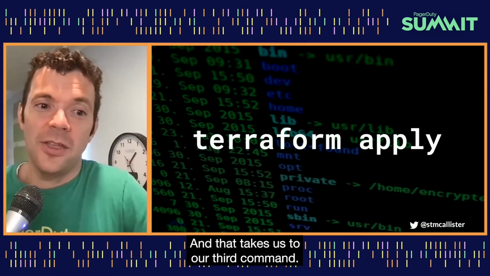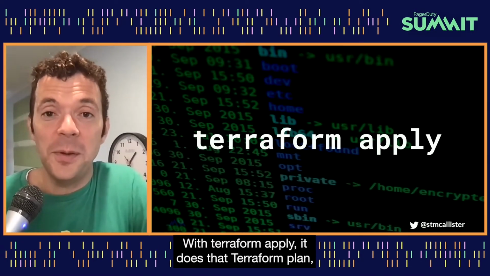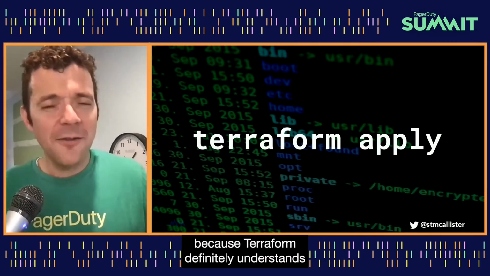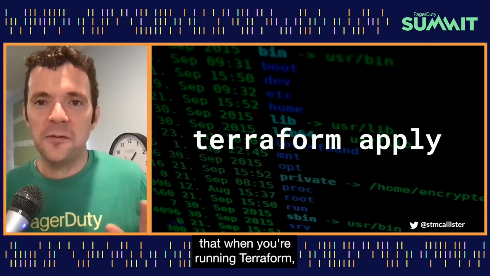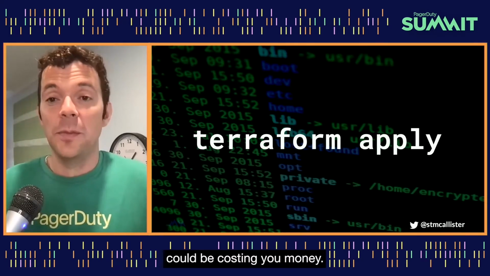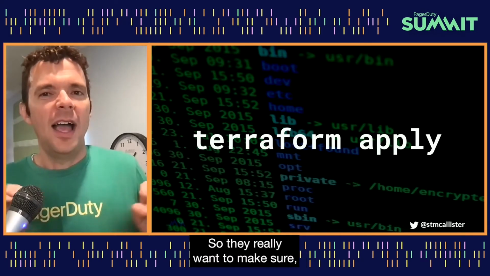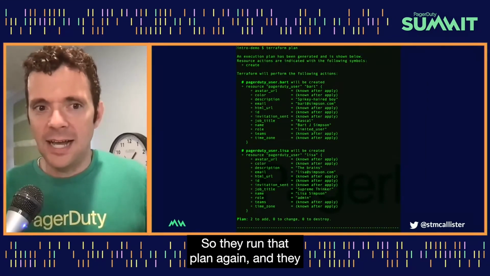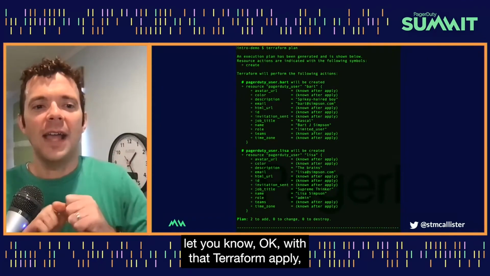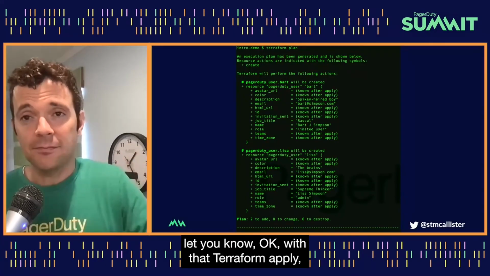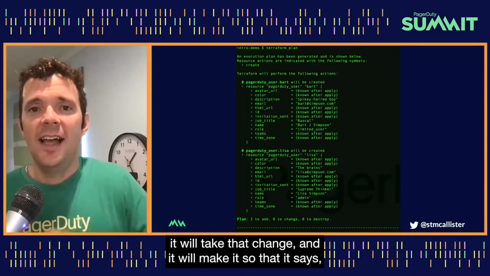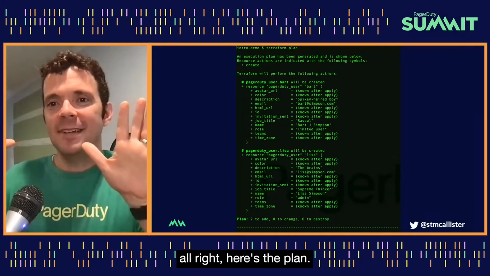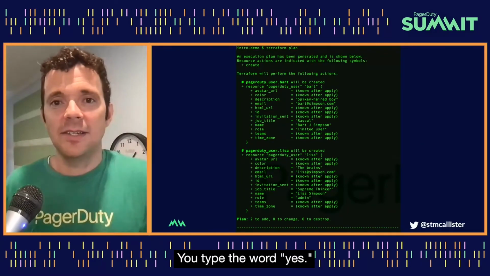And that takes us to our third command. Terraform apply does that Terraform plan, because Terraform definitely understands that when you're running Terraform, you could be spinning up objects that could be costing you money. So they really want to make sure, is this something that you want to be doing? So they run that plan again, and they say, all right, here's the plan. Are you sure you want to do it? Yes. You type the word yes.